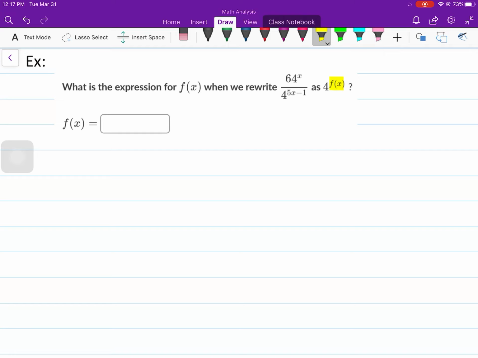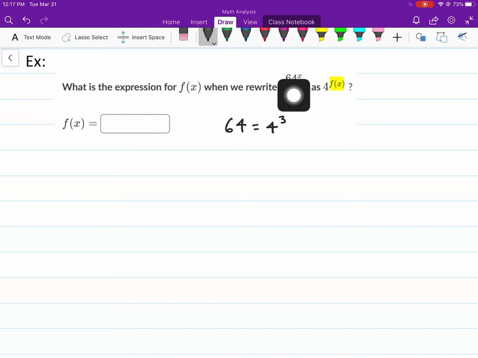So let's start by just getting everything to have a base of 4. Notice we're good there. We have the 4 and the 4. But what about this 64? So what I'm going to go ahead and do is rewrite that 64 as 4 to the third power. Think about that. What is 4 to the third power? Well, 4 to the third power is 64.